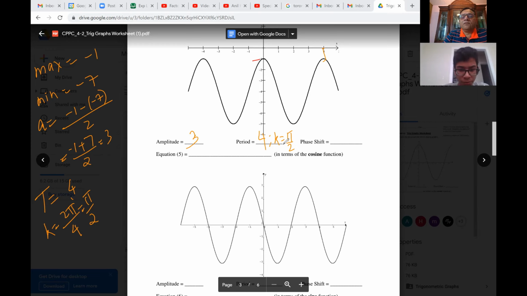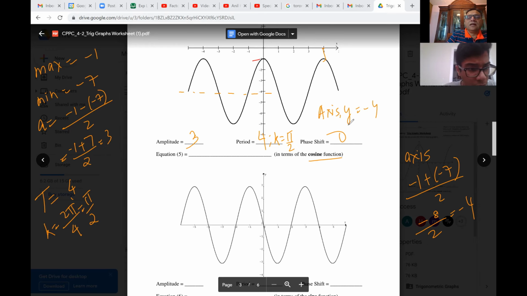We want to have a cosine function since it starts with a maximum, so the phase shift is 0, correct? Now the average value, which is the axis, is where? It is in between the two. So you can add them and divide by 2, right? So let's calculate the axis: -1 plus -7 divided by 2, which is -8 divided by 2, or -4. So we have the axis at -4, right? So let me add here axis.